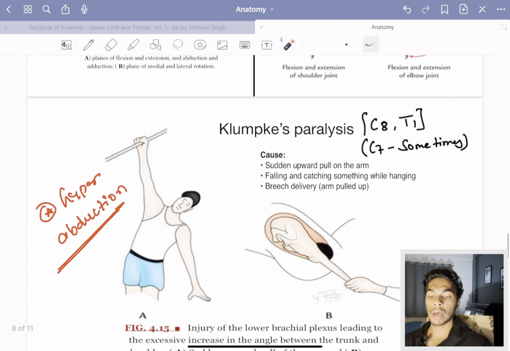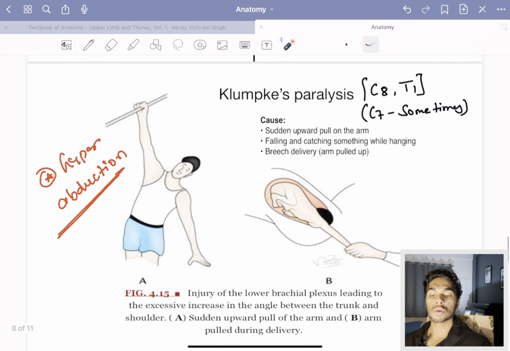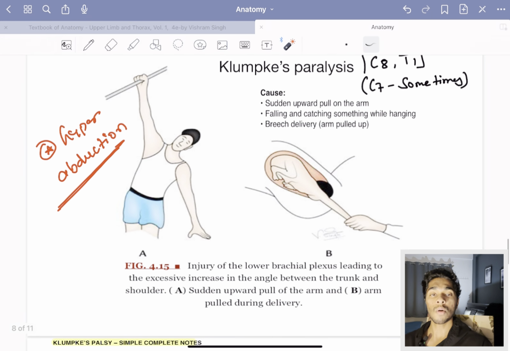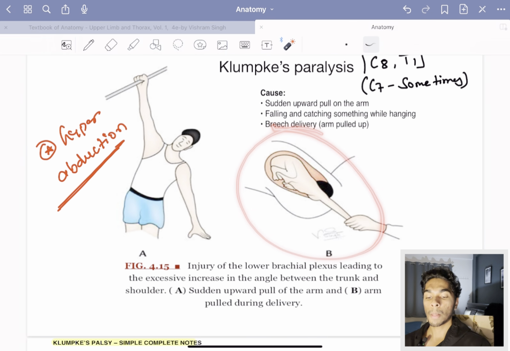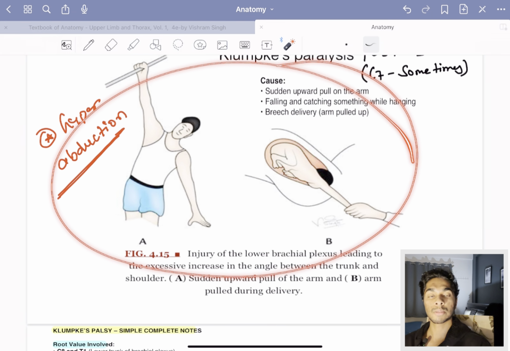Coming to Klumpke's paralysis, this is the lower plexus injury. Erb's paralysis is upper plexus injury, this is lower plexus injury. It involves the roots C8 and T1, sometimes C7 also. Cause? Hyperabduction. Abduction is away from the body, basically lifting like this. Hyperabduction will cause this. As you can see in the picture, there is hyperabduction, and here also. Increase in the angle. And sudden pull of the arm, or arm pull during delivery. These are the causes for Klumpke's paralysis.